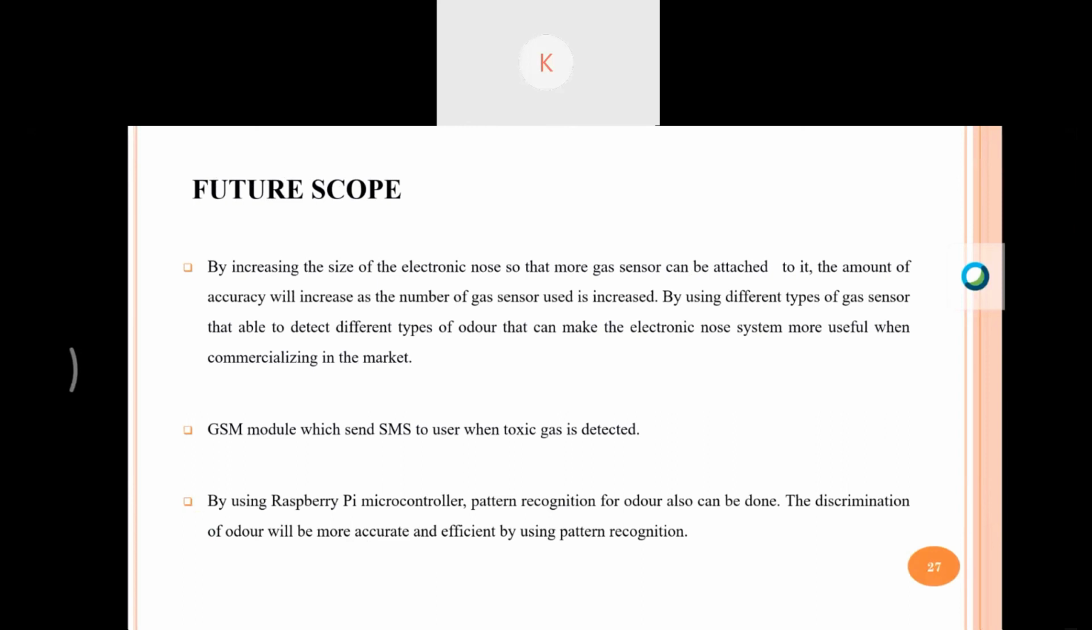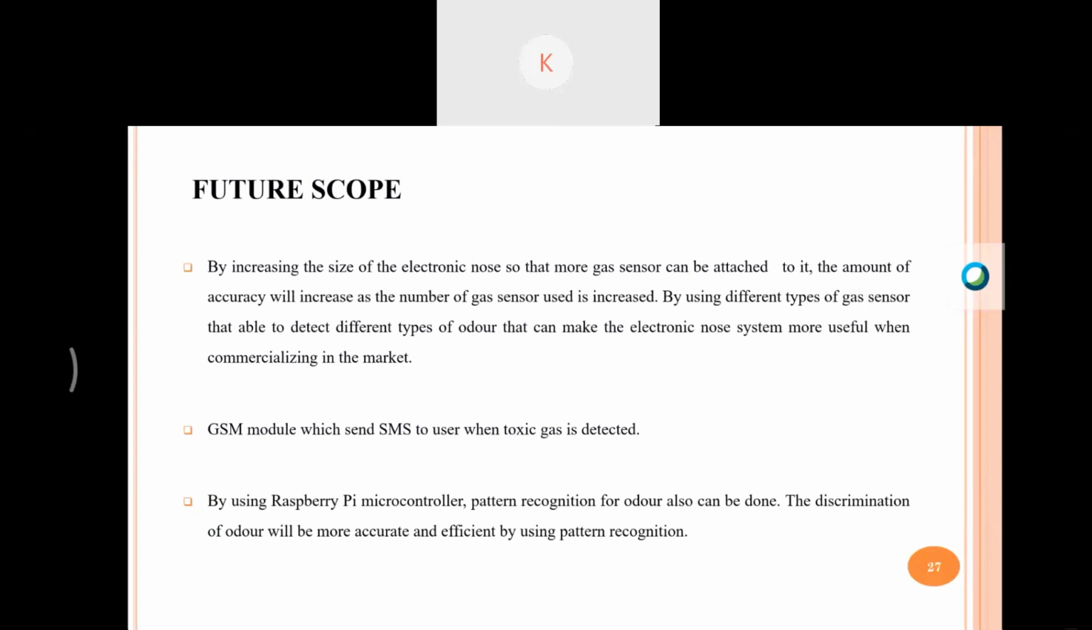GSM module system means if we make the sensor a portable system and install it in a home, then if no one is at home, and LPG is detected or some poisonous gas enters the room, it gives an SMS to the user. So the user can know that some gas has entered my home.